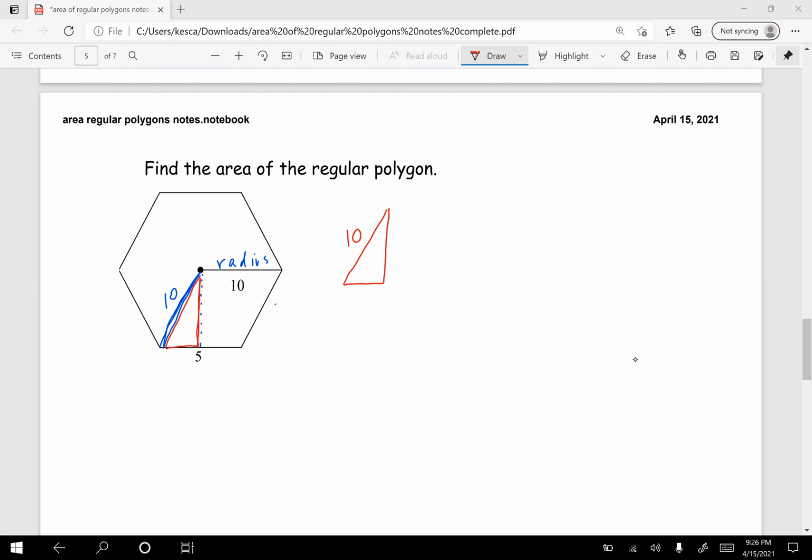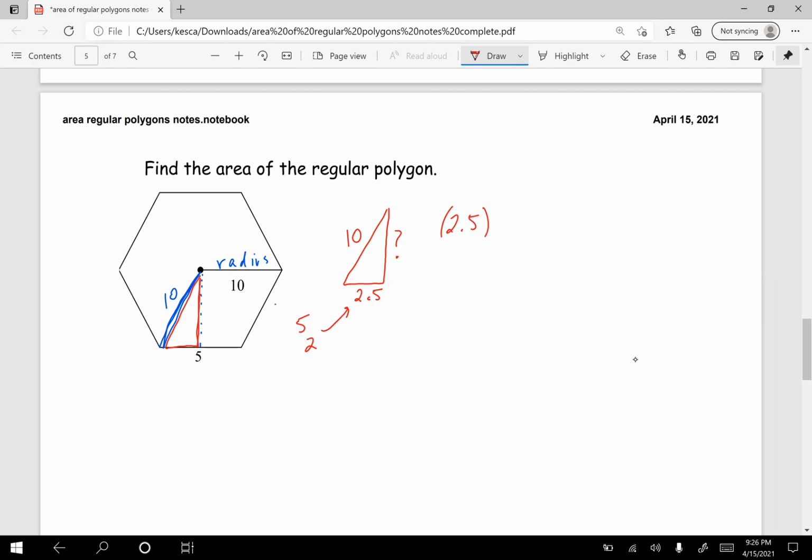So the hypotenuse is 10. Now be careful over here. You see this 5? That 5 is the whole side. We don't want the whole side when we're dealing with this triangle. We have to divide it by 2. So it's 5 divided by 2, which is 2.5. And now the apothem is this part that we need.